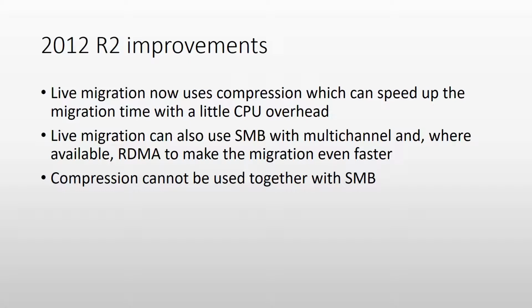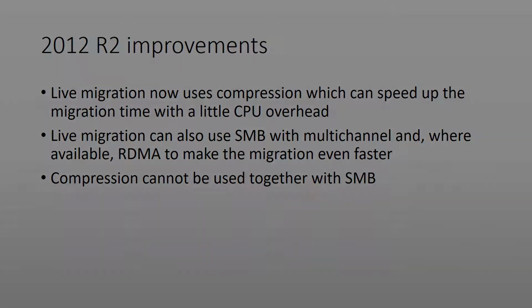The second enhancement, and this is even faster, is live migration over SMB, which can use SMB multi-channel. And if available, it can also use RDMA, so SMB Direct. This really is very fast, but you need to take into account the fact that you cannot use live migration with SMB and compression at the same time. You have to configure these things on the host and decide what you want for that Hyper-V host.